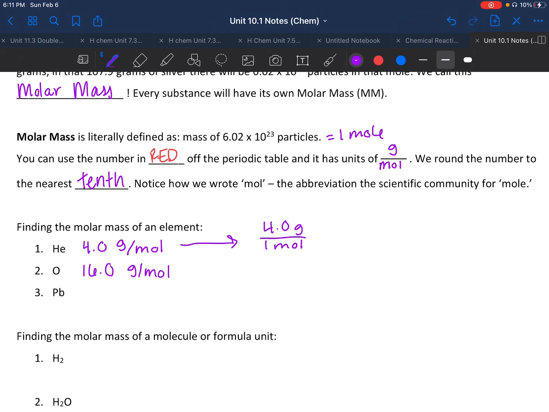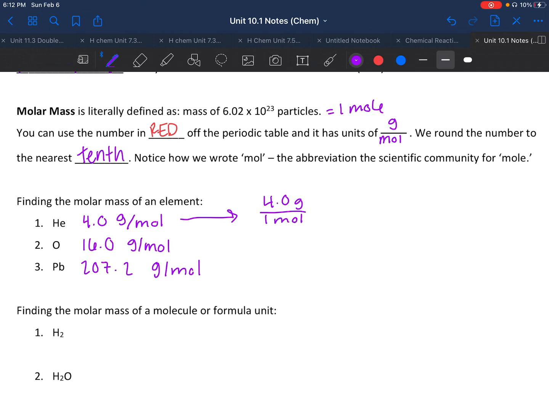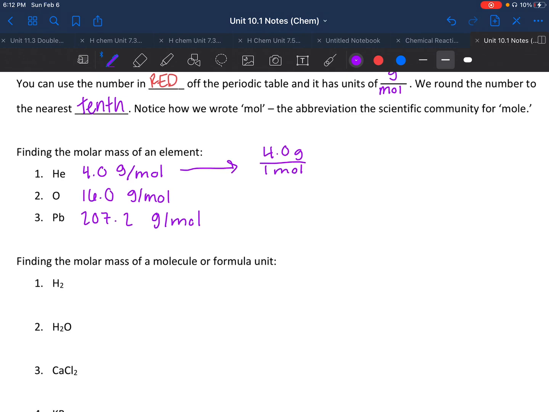And lastly, lead. So if we were to look at lead, number 82, you guys try and write down what this would be rounded. All right, well, hopefully you guys found that number. What you should have gotten is 207.2 grams per mole. So it's really simple to find the molar mass. So this is of just an individual element or an atom. Now let's practice doing it when we have molecules or formula units.